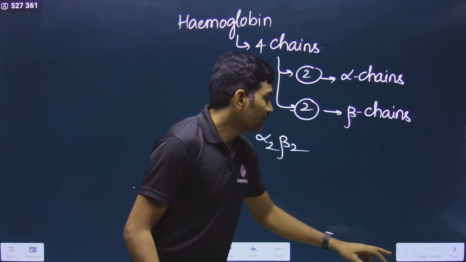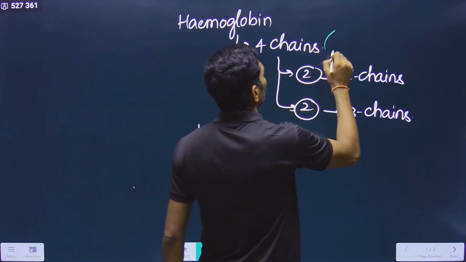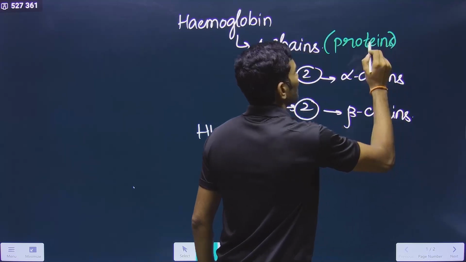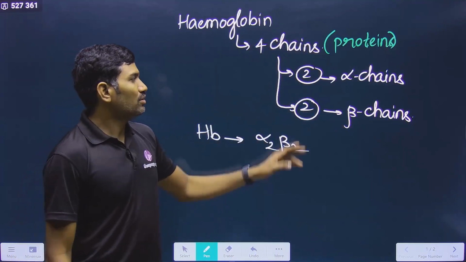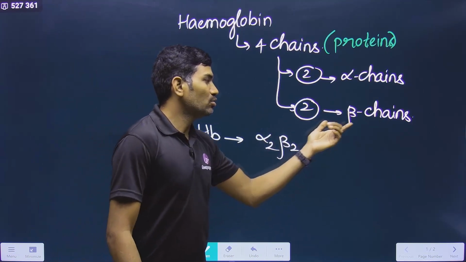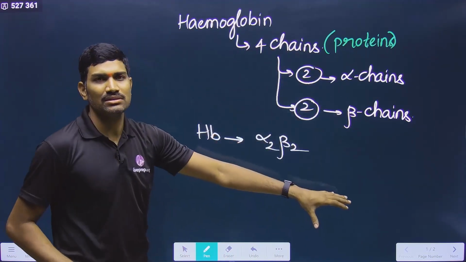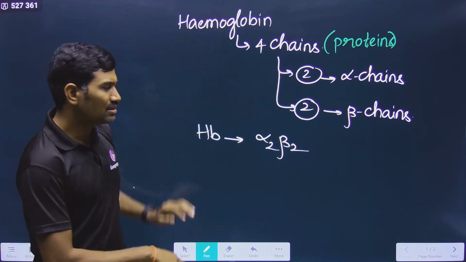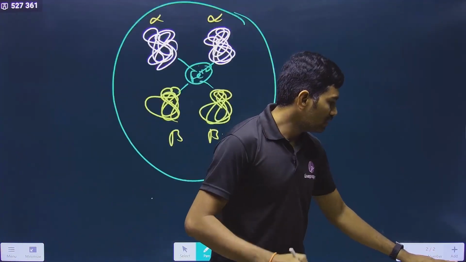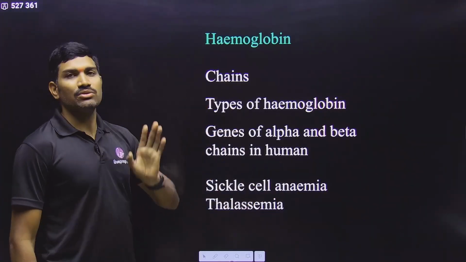So in this way, within the hemoglobin, there are a total of 4 protein chains. These chains are nothing but proteins. Out of these 4, 2 are of the same type. They are called alpha proteins or alpha chains, and 2 are of the same type. They are called beta chains or beta proteins. This is how they are present. Normal hemoglobin means this is the hemoglobin that we are studying. It is having 2 alpha and 2 beta chains. Clear? This is one important point that you need to understand.